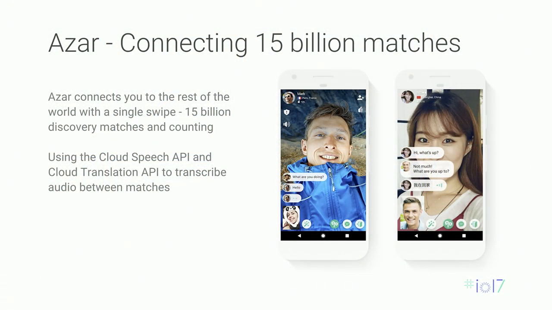An app that's using it is Azar, and they're a chat application that is connected over 15 billion matches. And they're using the Speech API anytime somebody sends an audio snippet to someone else in a chat. And there's a lot of potential use cases where you may want to combine different cloud machine learning APIs. In this case, they're using the Speech API in combination with the Translation API. So whenever the two people don't speak the same language, they'll transcribe the audio with the Speech API, and then they'll translate it into the other person's host language with the Translation API.